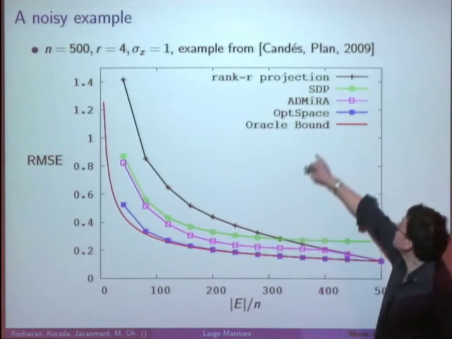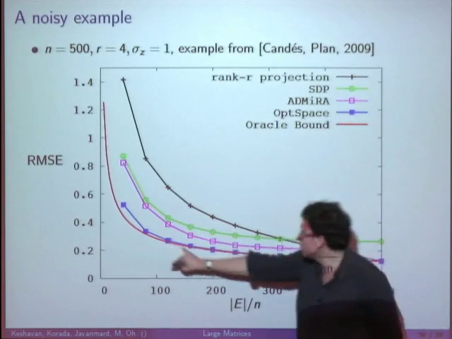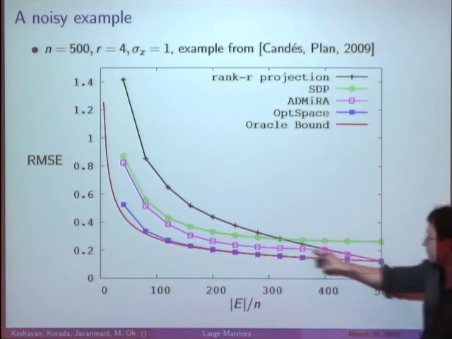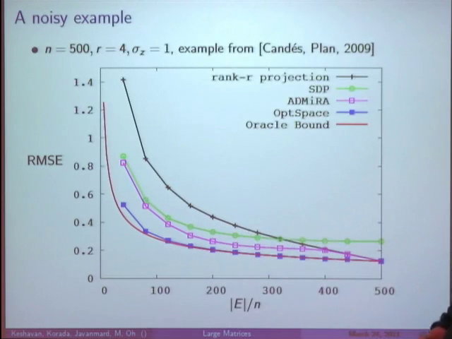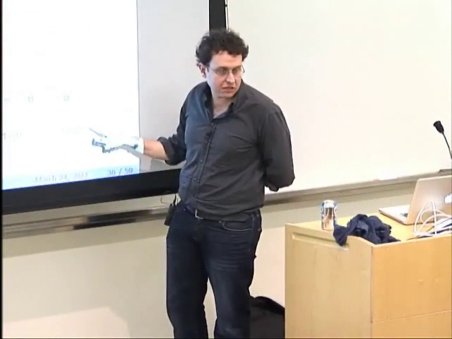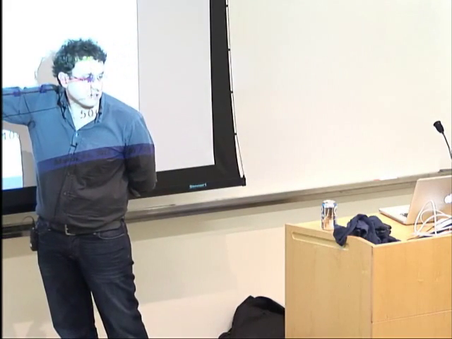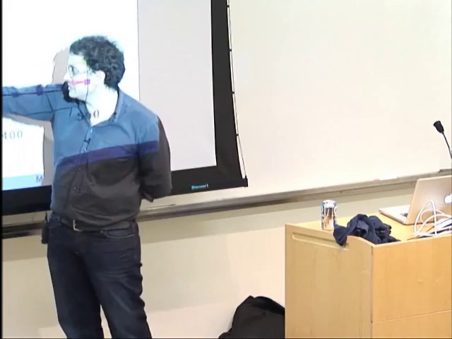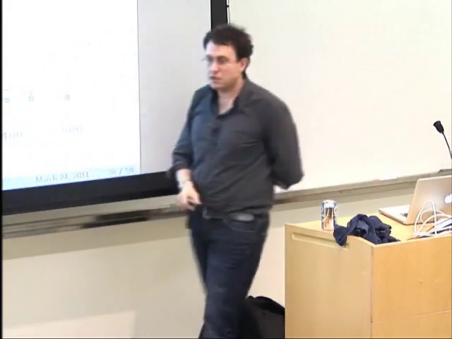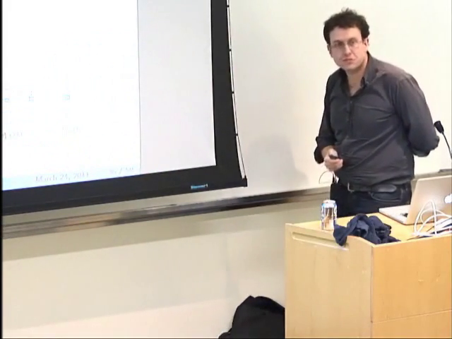So this is our algorithm. This is what singular value decomposition does. This is kind of nice because you see that singular value decomposition gets there at the ideal point where all the entries have been revealed. And as fewer and fewer entries are revealed, the two diverge. So this is really the gap, what you lose by doing singular value decomposition.